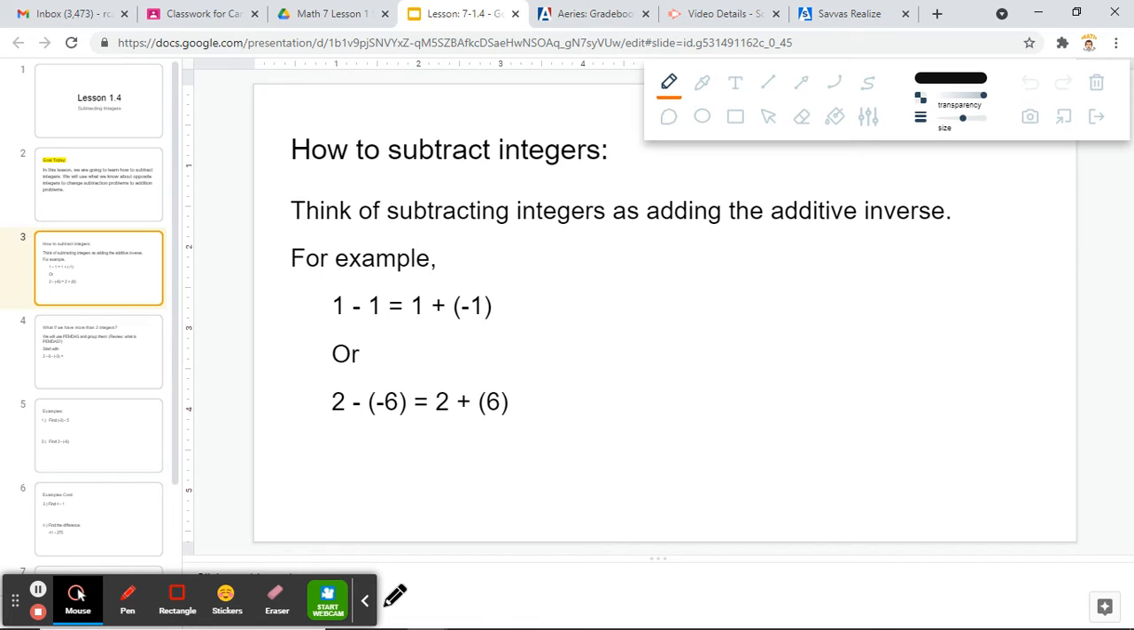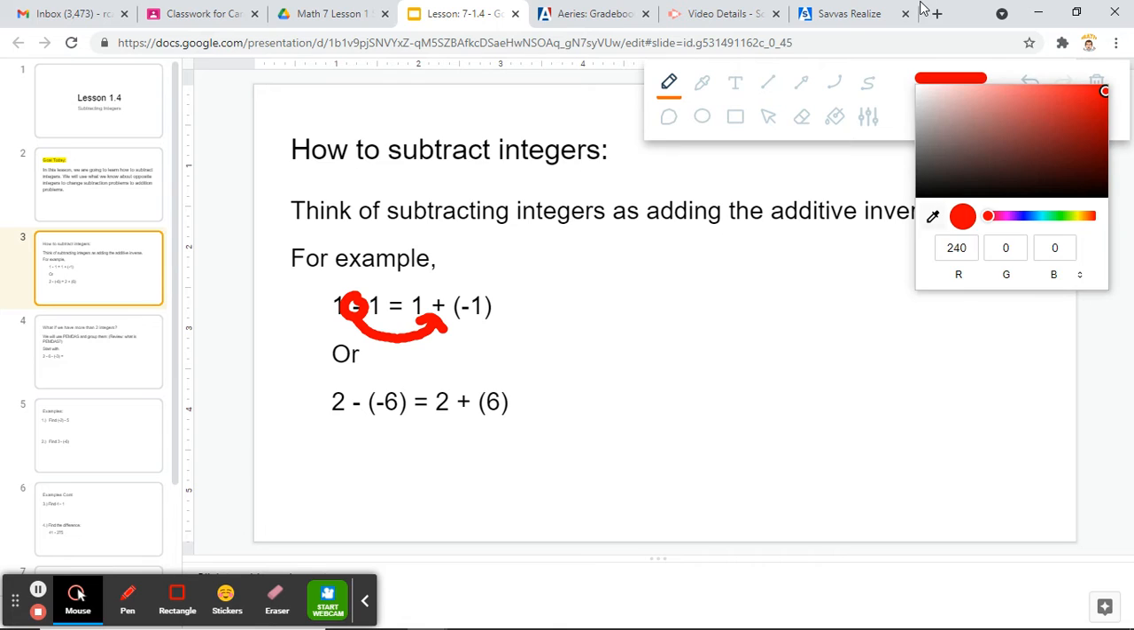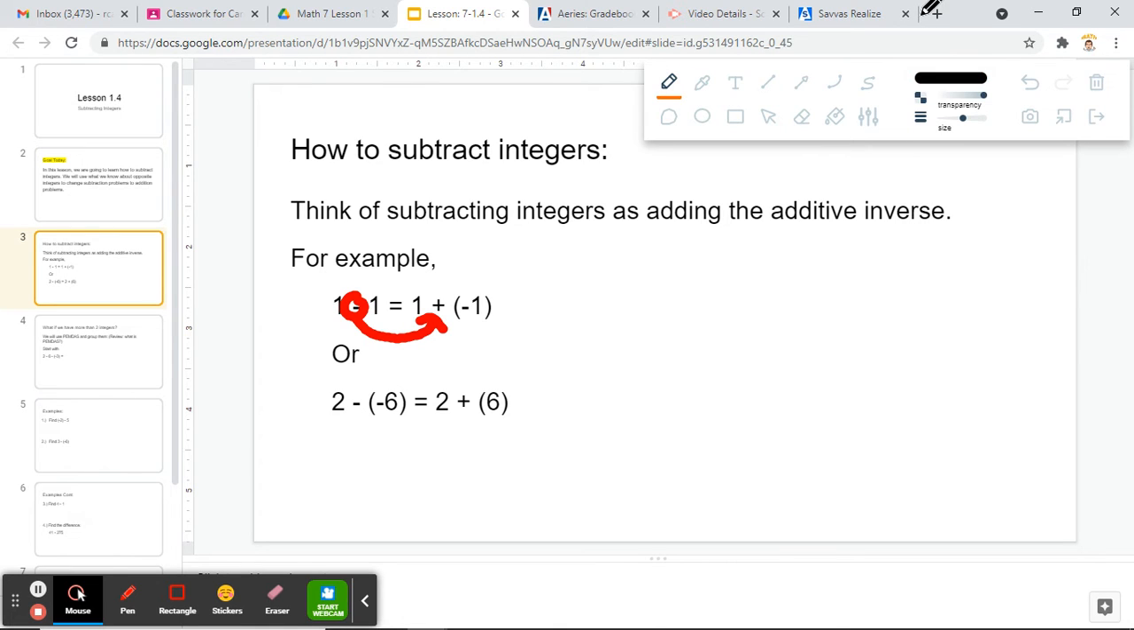Basically, what we're doing is we're changing this subtraction sign right here, and over here, we are turning it into an addition sign. The way we're able to do that is we're going to substitute the second integer with its opposite integer, or its additive inverse. So for example, we have 1 minus 1. We're going to keep our first number the same. We're going to change from subtraction to addition. And then we're looking at the second number right here.